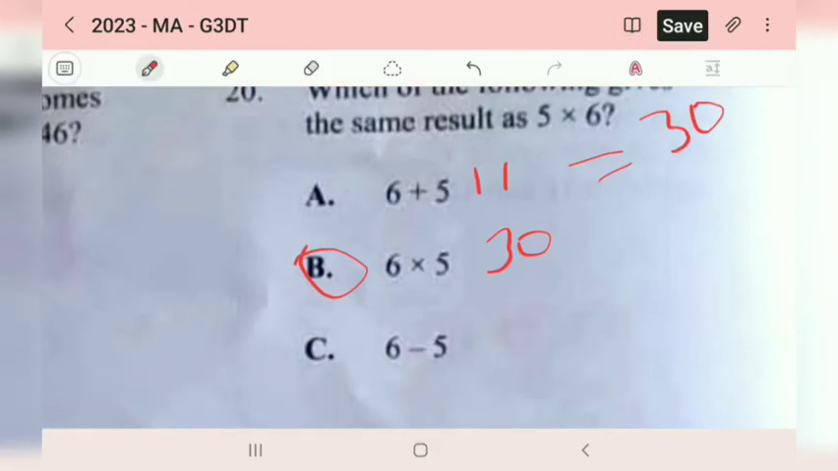Moving on to number 20. Which of the following gives the same result as 5 6s? You must know your tables. 5 6s are 30, all right? 5 6s give you 30. So it's just the reverse of it. 5 6s is the same thing as 6 5s. Not 6 plus 5. 6 plus 5 is 11. 6 5s are 30. And C says 6 minus 5, you're going to have less than something left. That's a negative one you're going to have left. All right. So the same would be 6 times 5.